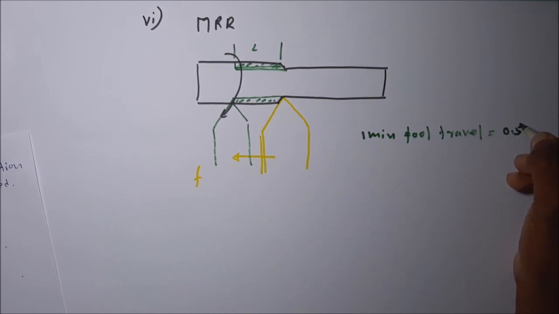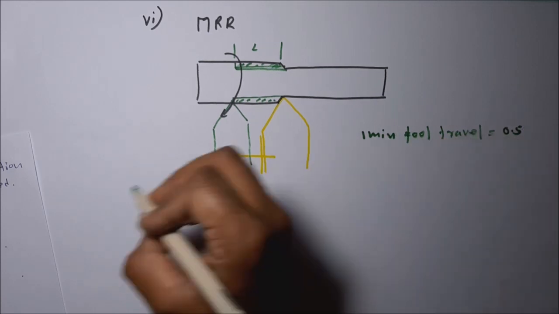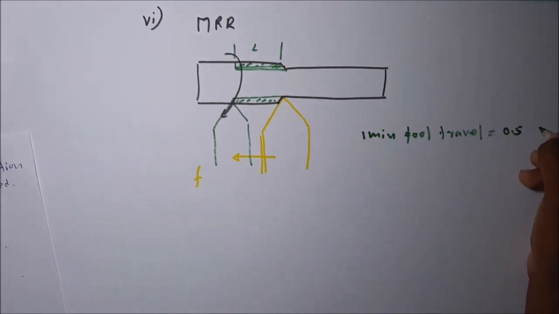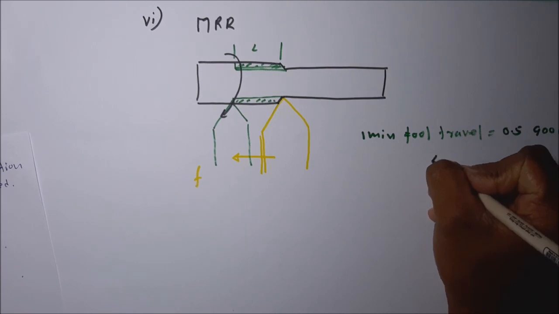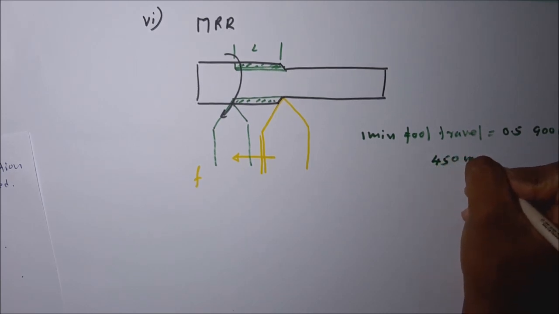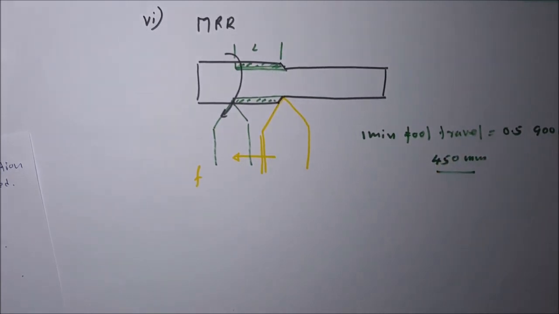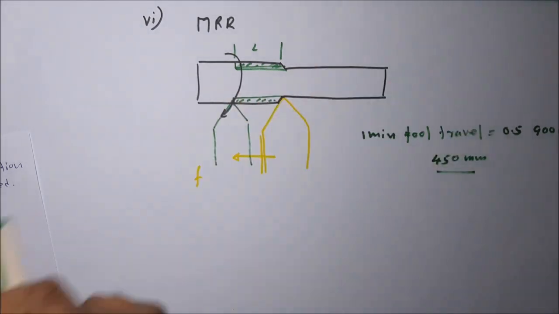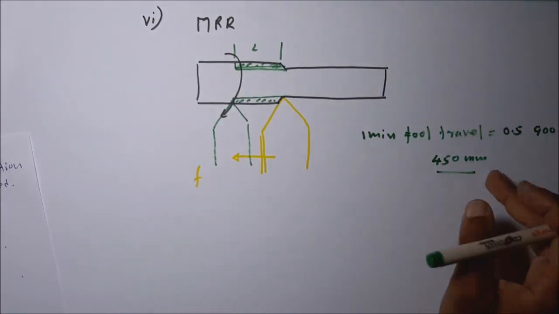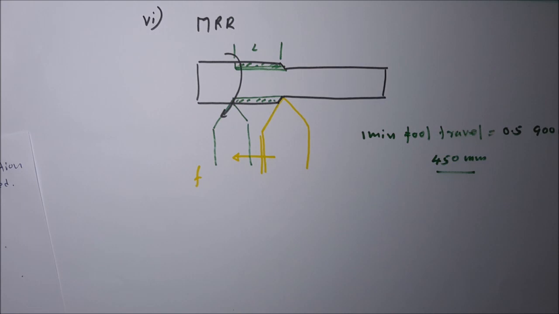Then how many revolutions per 1 minute? 900. Okay, per 1 minute this is the tool travel in millimeters. 0.5 into 900, that means 450 millimeters. That means the tool travel length is equal to 450 millimeters per 1 minute period.